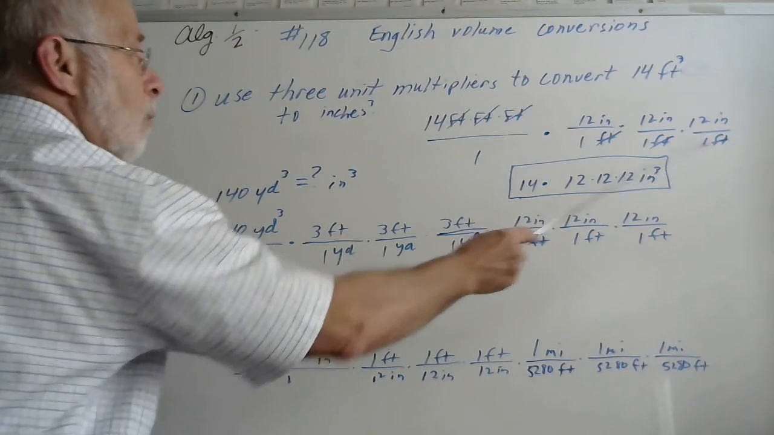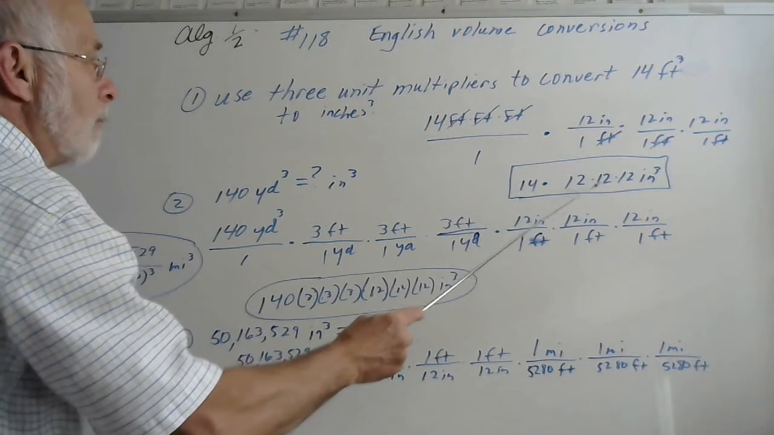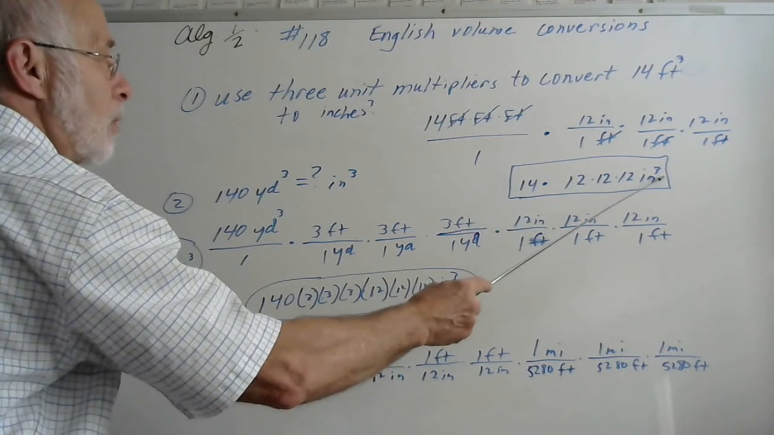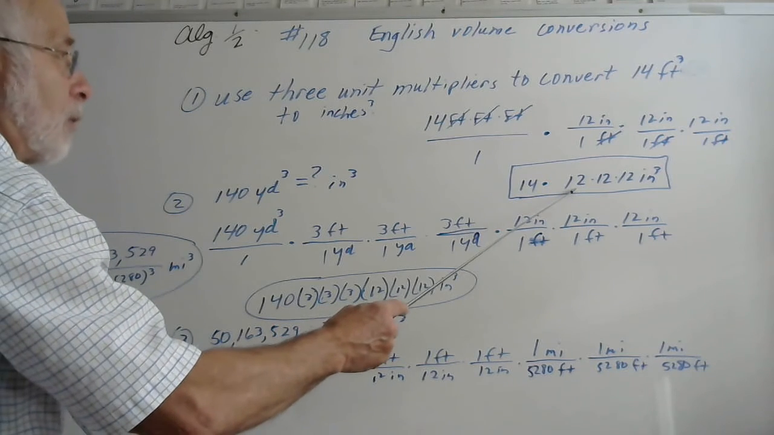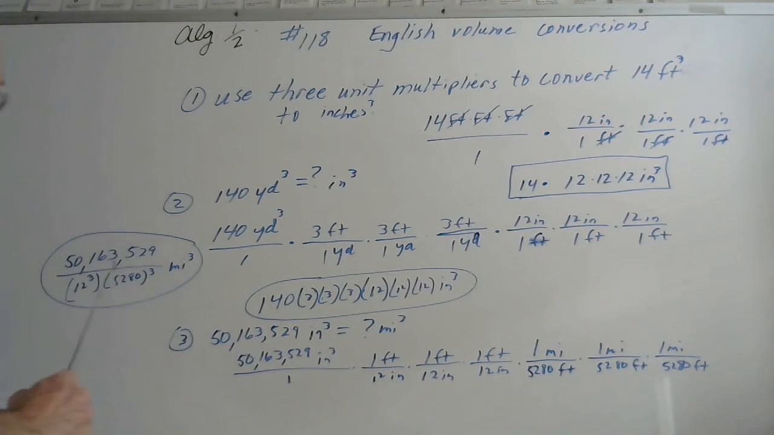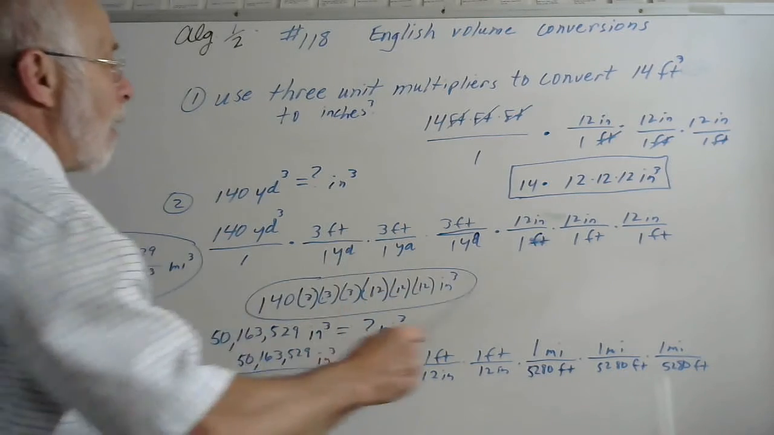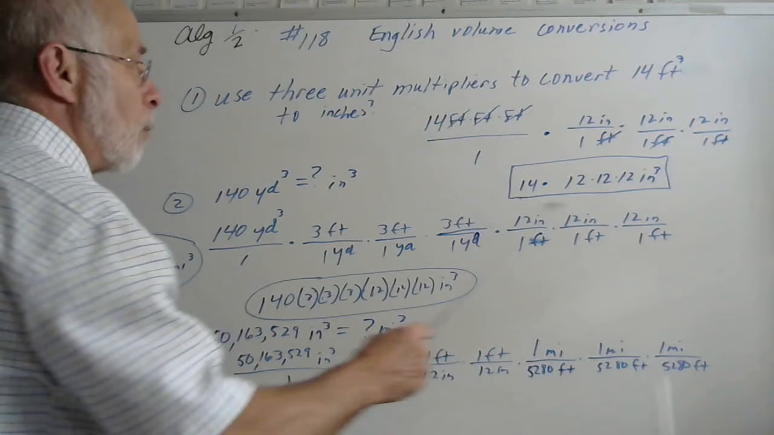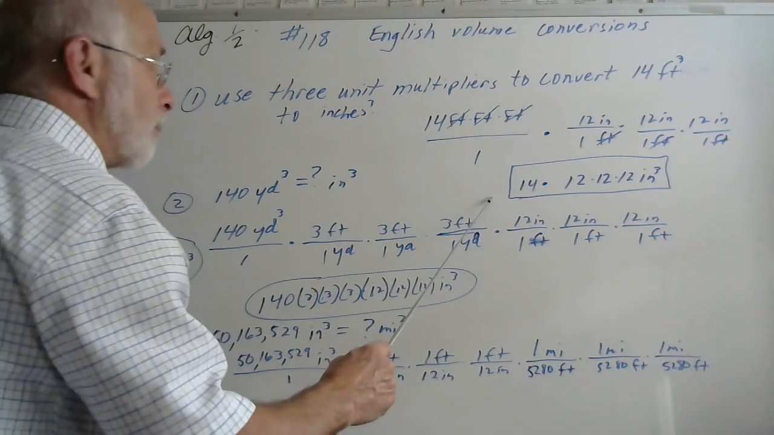I cross out my feet because I've gotten rid of those. In multiplication, we're reducing. So then I'm left with 14 times 12 times 12 times 12, and there's 3 inches, so inches cubed. Now you can write this as 14 times 12 cubed inches cubed, as I did over here. I want to see all this work on your paper. I'm not asking you to multiply this out. This will do as your answer from here on out.